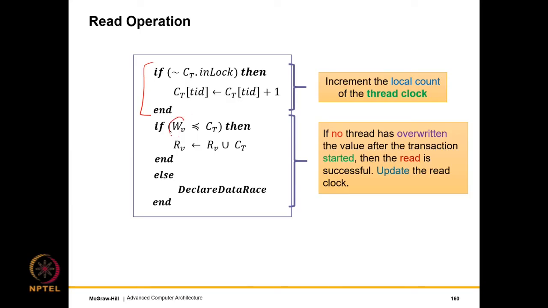Subsequently, we check the write clock of a variable. The write clock of a variable should precede or be equal to CT. Here is what this means. If no thread has overwritten the value after the transaction started, then the read is successful.